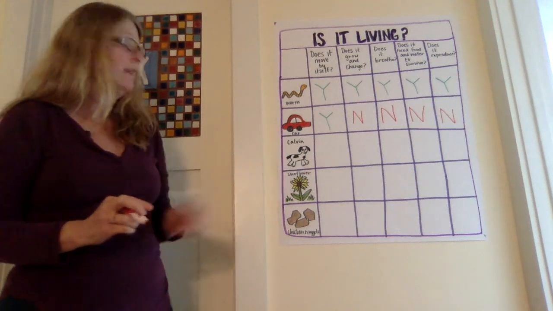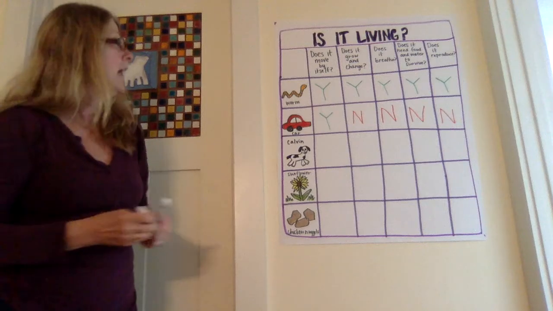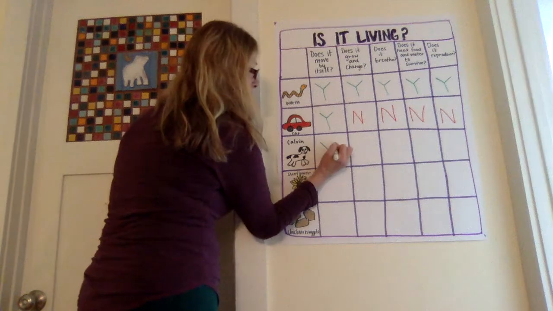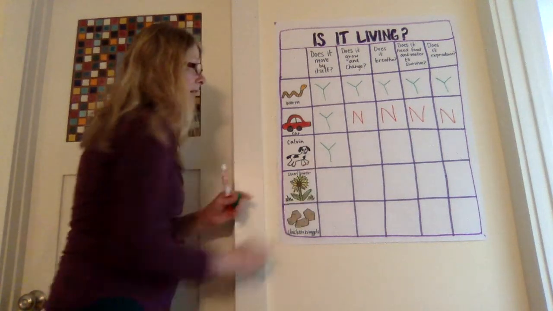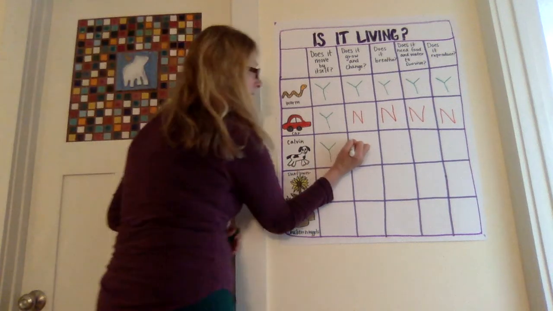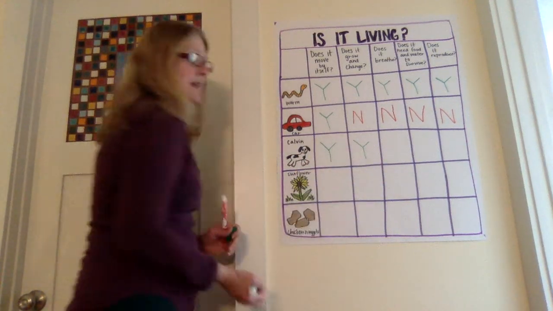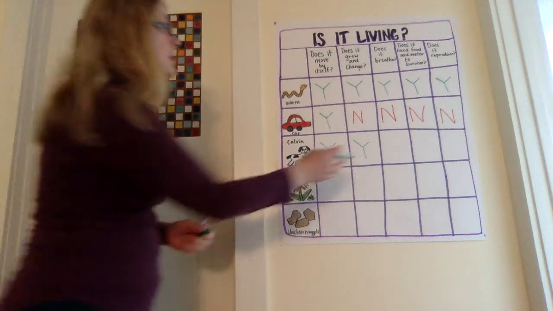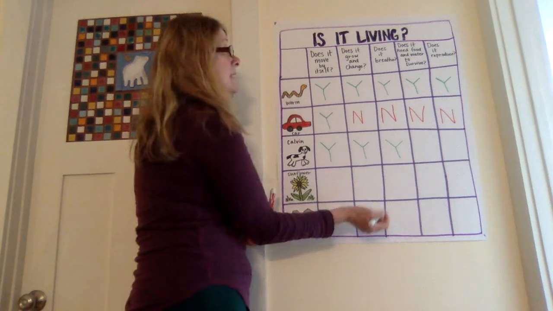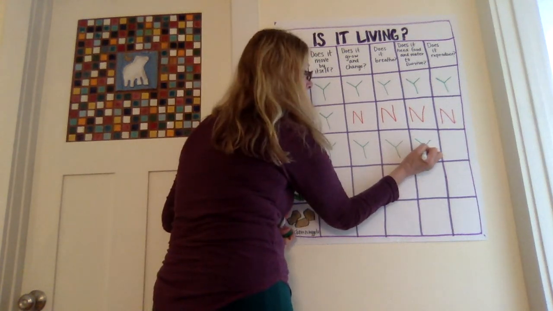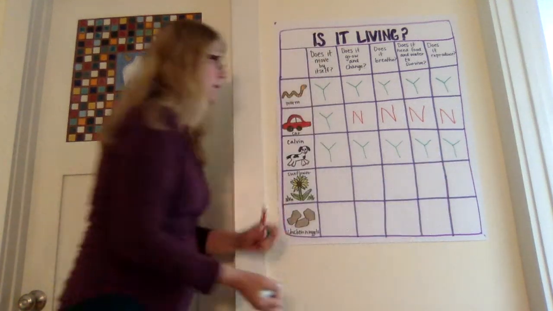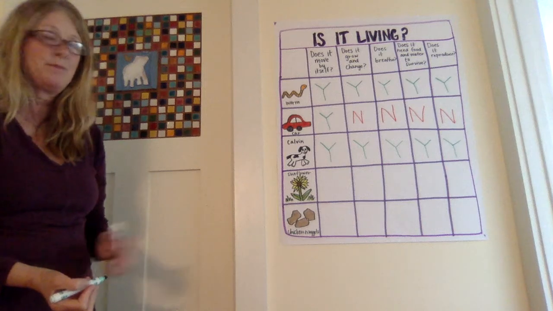I go on to Calvin the dog. Calvin, can you move all by yourself? Yes. My puppy's moving around. Maybe you'll see him in the video moving all by himself. Does Calvin grow and change? Yes, he does. He started out as a puppy, and now he's getting so big. Does he breathe? Yes, he does. And does he need food and water? Yes, Calvin does. And does he reproduce? Yes, he does. He can make more little puppies just like himself.